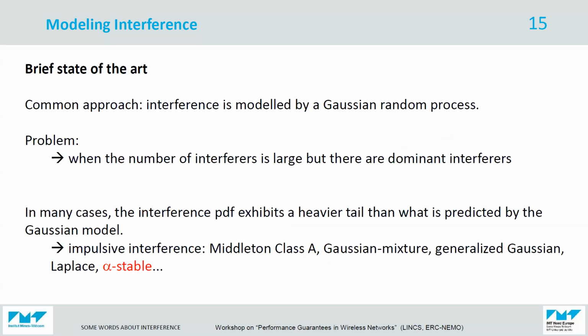Okay, so many people have noticed that the Gaussian assumption is not good in many cases, and there has been a lot of work around this. The first significant one, at least in our community, is from Middleton. So it's 50 years ago or something like that. So it's quite old. But this one is interesting. It's already based on stochastic geometry.